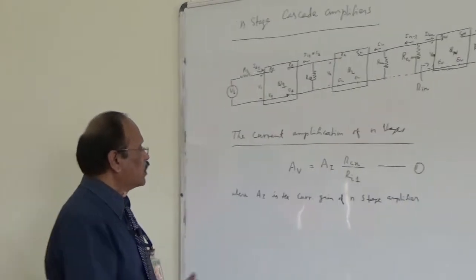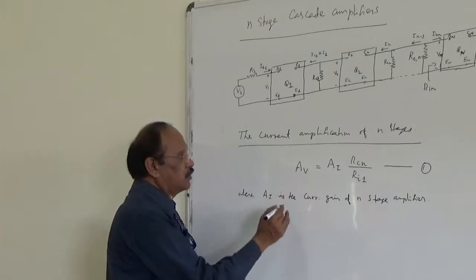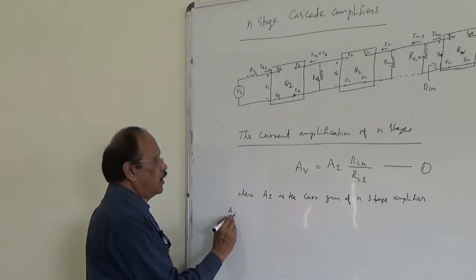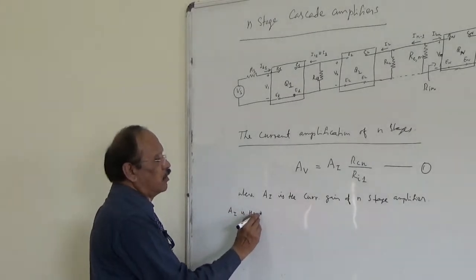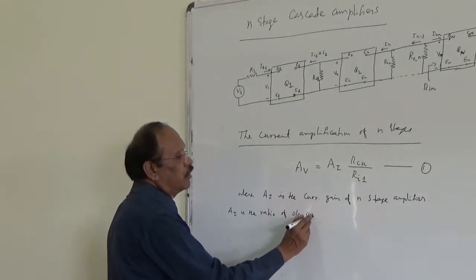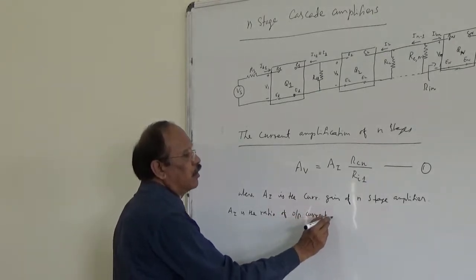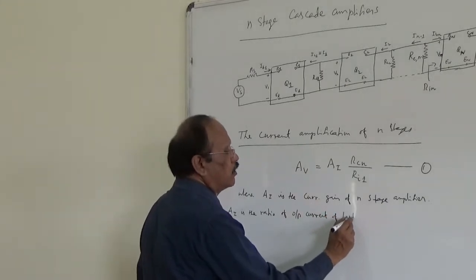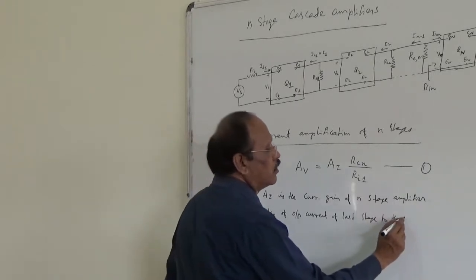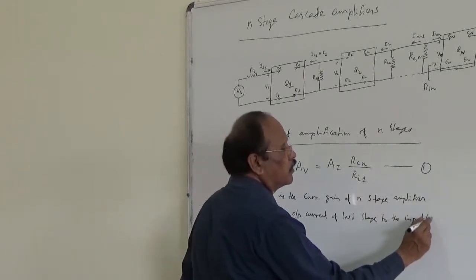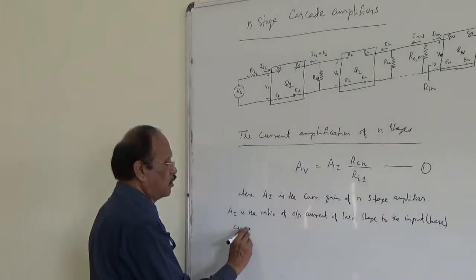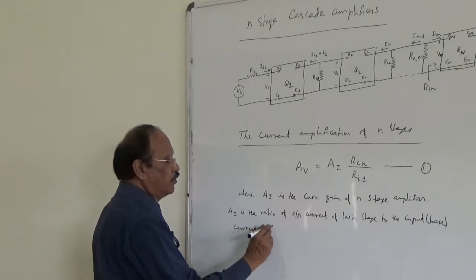Now we know this AI is the ratio of output current of the last stage to the input current, that is the base current of the first stage.